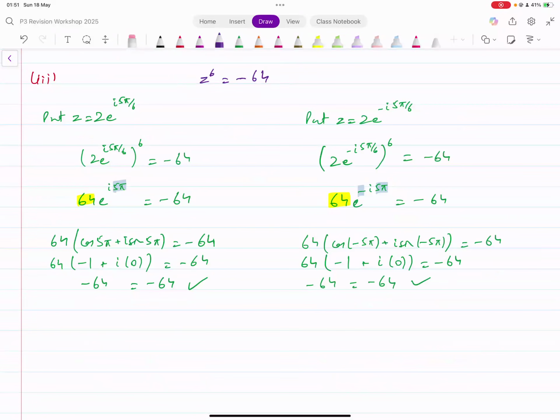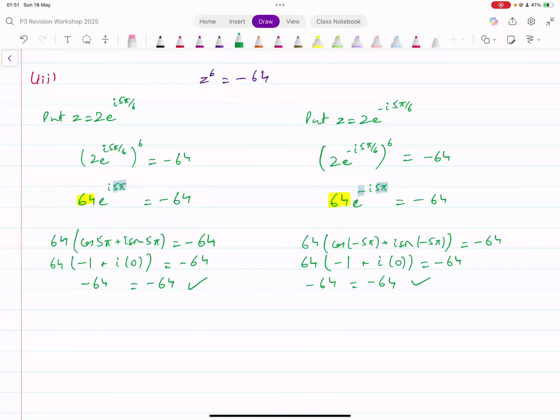Now simplify this, evaluate the power. When you evaluate the power, you end up getting this. Now, how do you know that this is equal to minus 64? Now you go back to the cos theta plus iota sine theta form from this, right? R into cos theta plus iota sine theta form. Simplify that, put this on your calculator, and sine of 5 pi is 0. Cos of 5 pi is minus 1, and that gives you minus 64 equals minus 64.